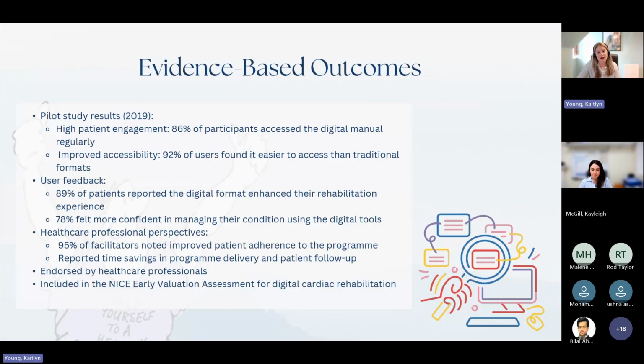So recently, the digital heart manual has been included in the NICE early evaluation assessment for digital cardiac rehabilitation, and we are working alongside the National Audit for Cardiac Rehabilitation down in York in the UK to generate some real-world evidence to support the digital heart manual's use in cardiac rehab. Currently, our early findings are indicating high levels of adherence to the program, medical compliance, improved functional capacity tests, and improvements in anxiety and depression scores.